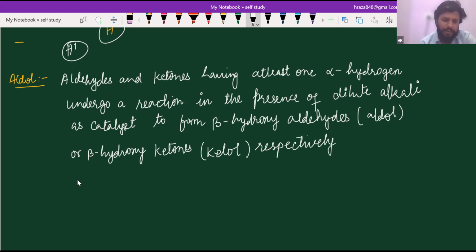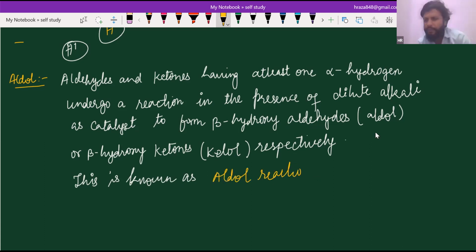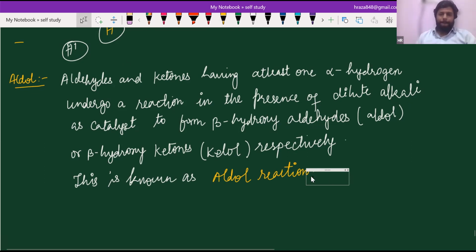This reaction is known as aldol reaction. And we will also deal with aldol condensation. First, we will understand what this aldol reaction is. Please do let me know when you are done with this. Then we are going to start this aldol, which is very important.